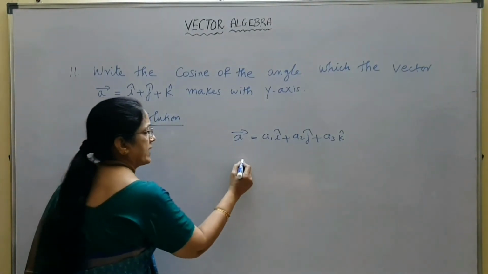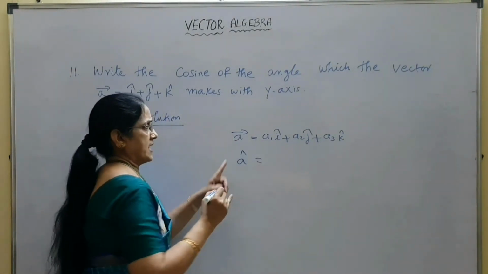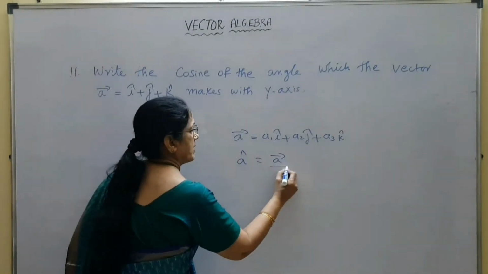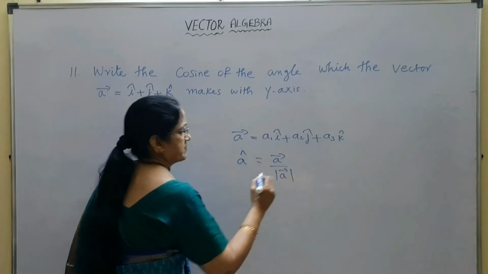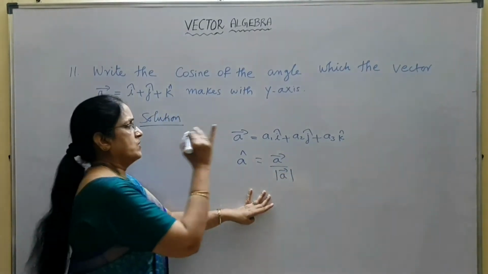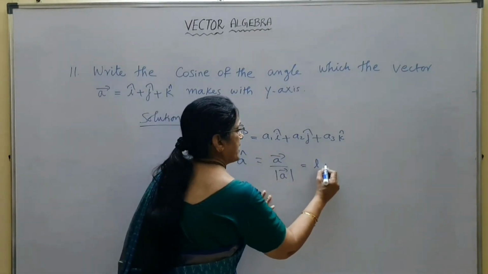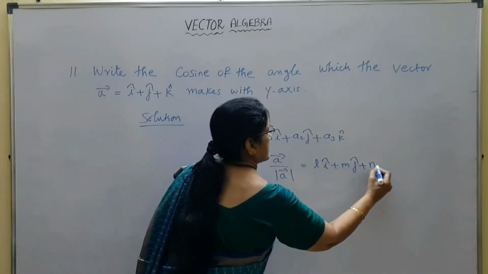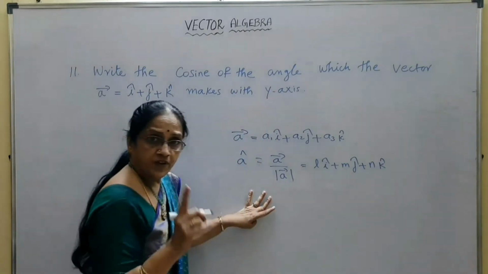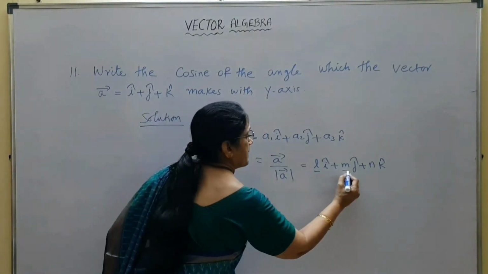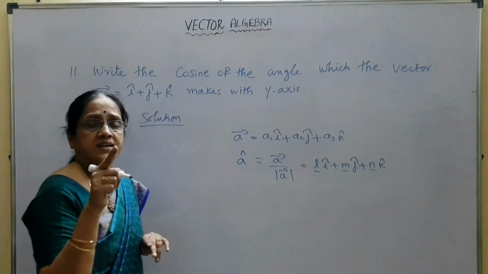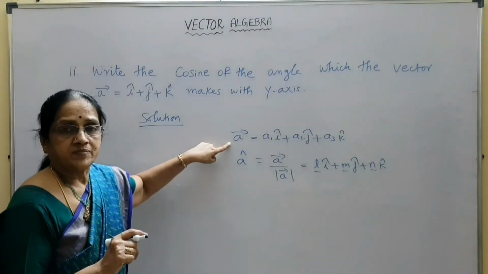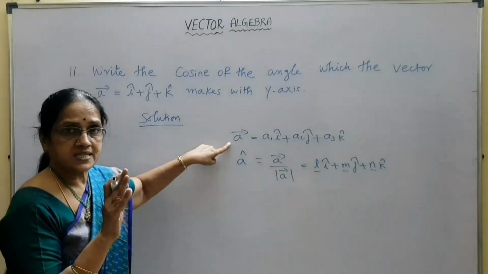Then, if you find out the unit vector along the vector A, which is nothing but A vector by mod A vector. Okay. Now, that will be of the form L into I cap plus M into J cap plus N into K cap, where L, M, N are the direction cosines of the vector A. Already I told you in the beginning itself.